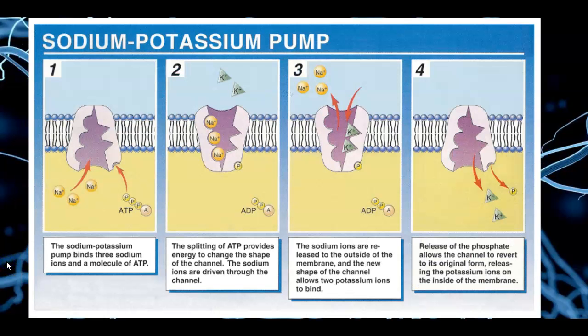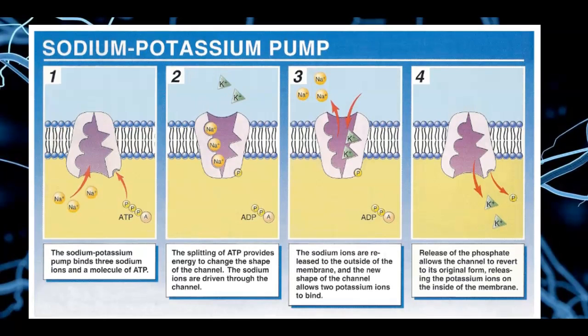So here is a visual representation of what this looks like. All right. So the sodium potassium pump binds 3 sodium ions and a molecule of ATP. The splitting of ATP provides energy to change the shape of the channel. The sodium ions are driven through the channel, and then the sodium ions are released to the outside of the membrane, and the new shape of the channel allows 2 potassium ions to bind.